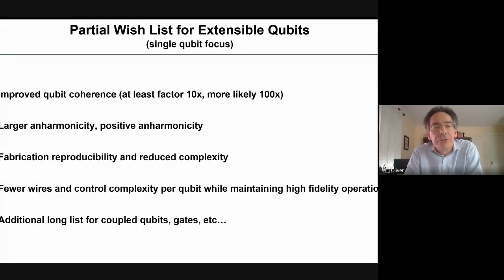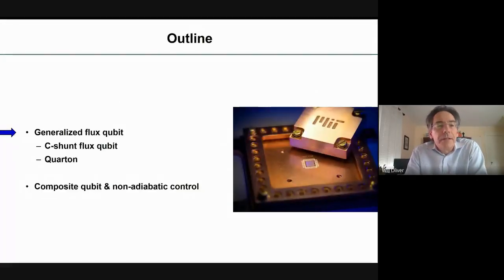Today addresses at least a few of these first 4 points. So here's the outline. I'll talk about a generalized flux qubit, including the C shunt and the quarton, and then talk about a composite qubit that leverages non-adiabatic control.